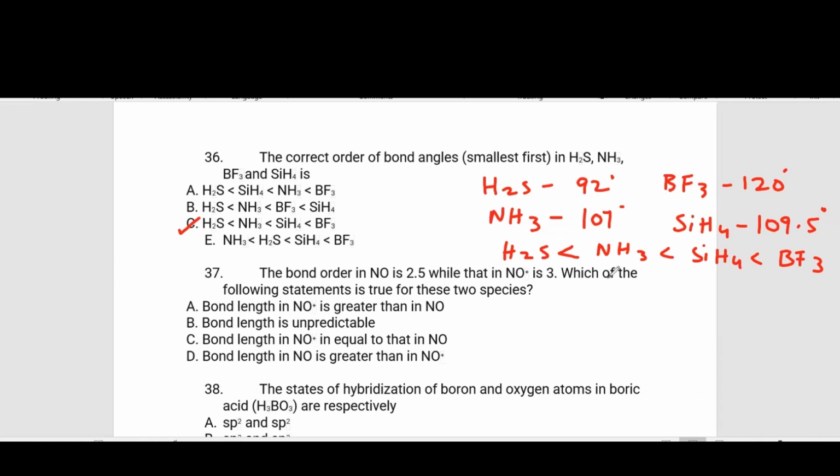Next question, the correct order of bond angles in H2S, NH3, BF3 and SiH4 is. In H2S, hybridization is sp3 with a 92-degree bond angle because of presence of lone pairs. In ammonia, sp3 hybridization with one lone pair, so it is 107 degrees. In boron trifluoride, sp2 hybridization with 120-degree bond angle. In SiH4, it is sp3 hybridization and 109.5 degrees. So our correct order is option C.